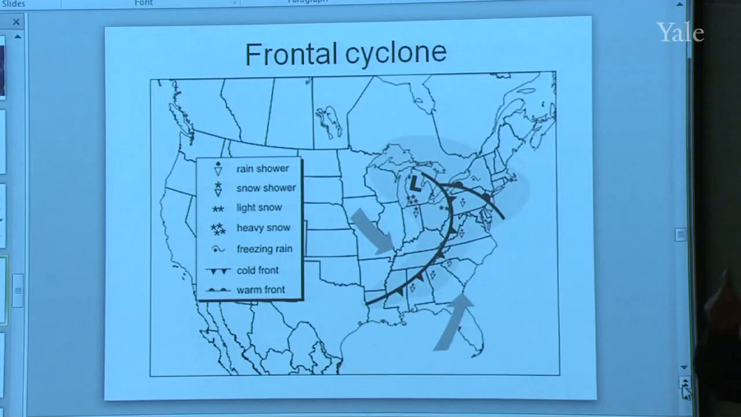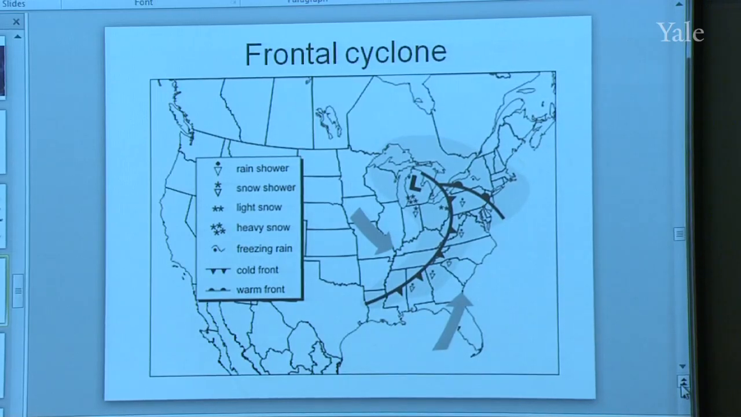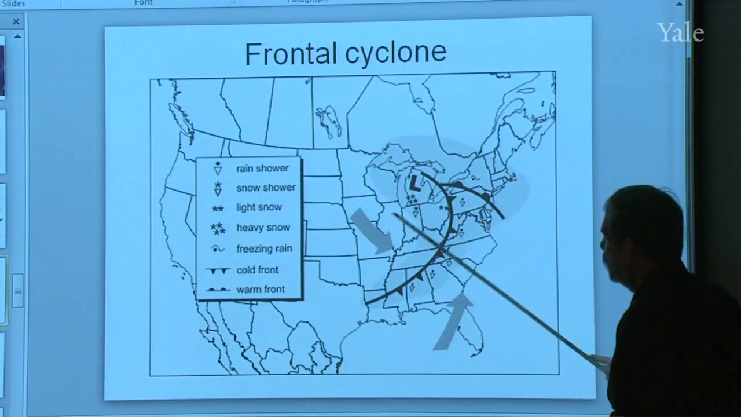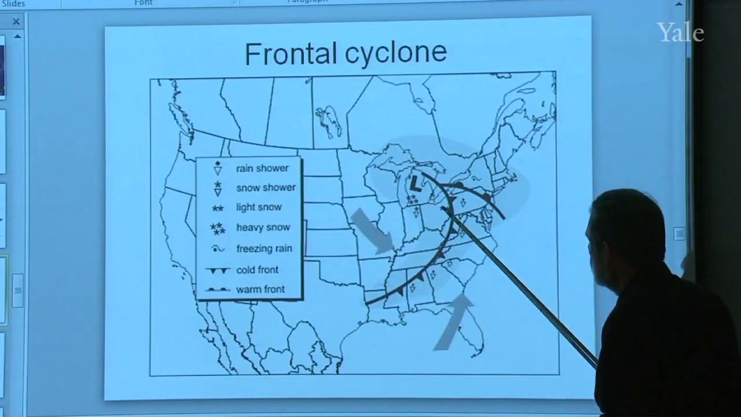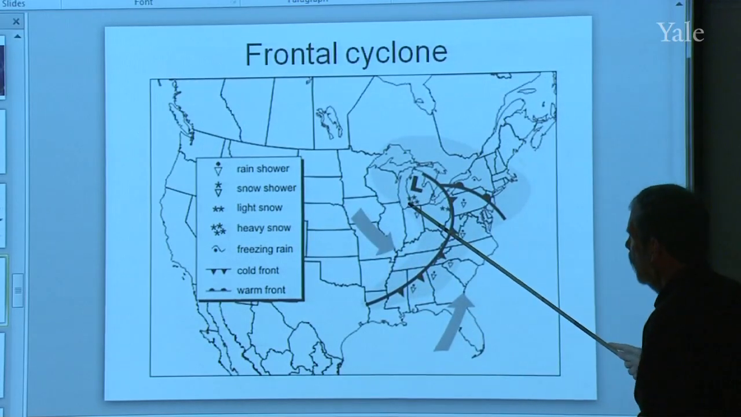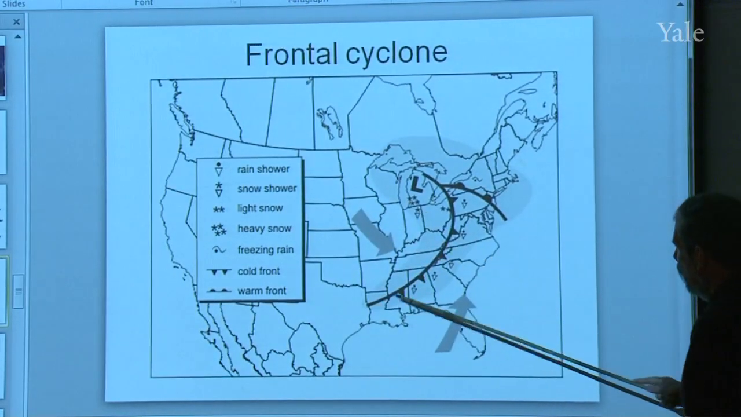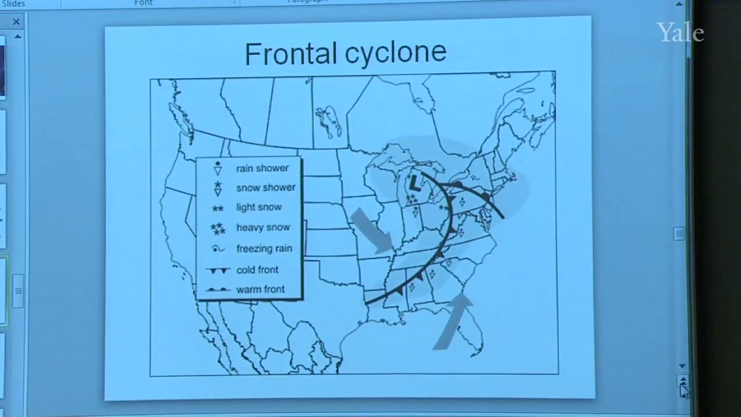Remember what causes that? That's cold aloft, warm, and then cold near the surface that can supercool those raindrops before they hit the surface. And you've got light snow here, heavy snow back in the cold air. So a lot of local types of weather are going along with this large-scale storm.